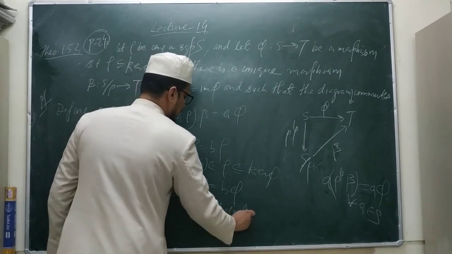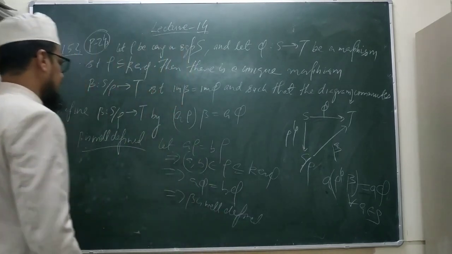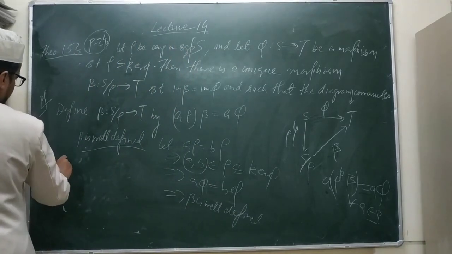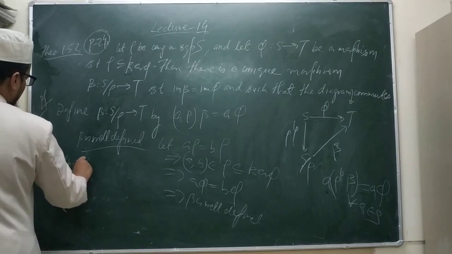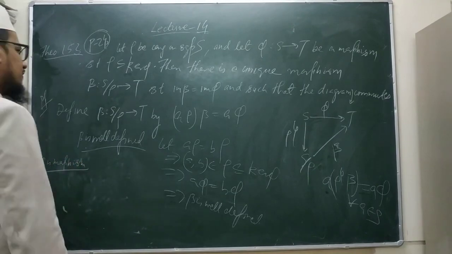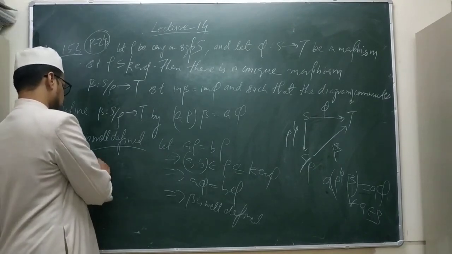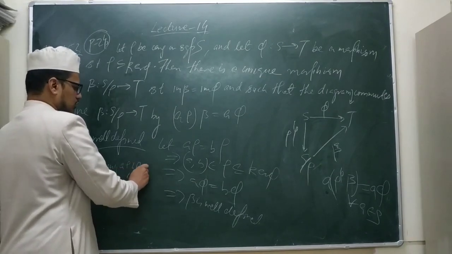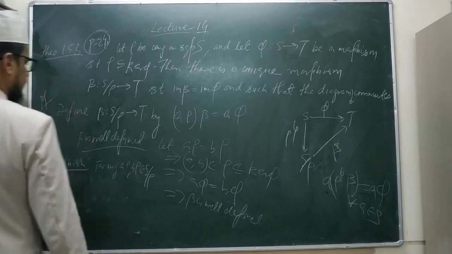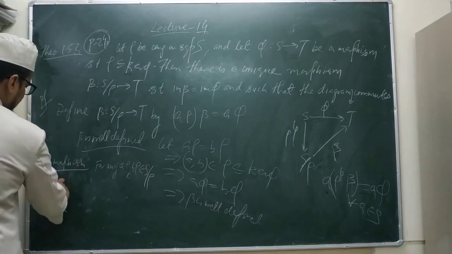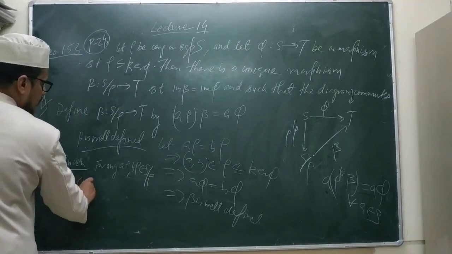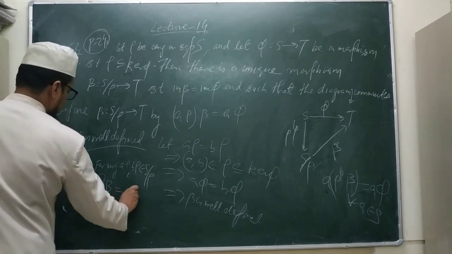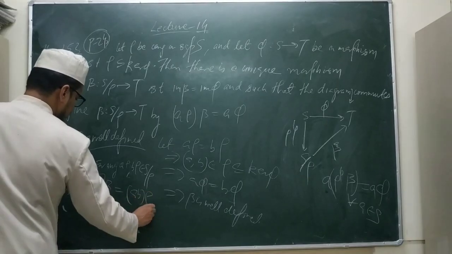So beta is well defined, correct? Now what we have to prove? We have to prove that beta is a morphism, that is, a homomorphism. So you take any A rho comma B rho belongs to S by rho. A rho into B rho beta is equal to AB rho beta, correct? Why? Because rho is a congruence.